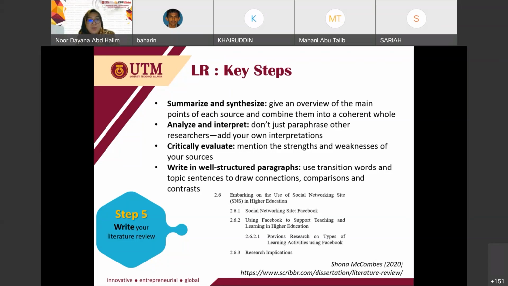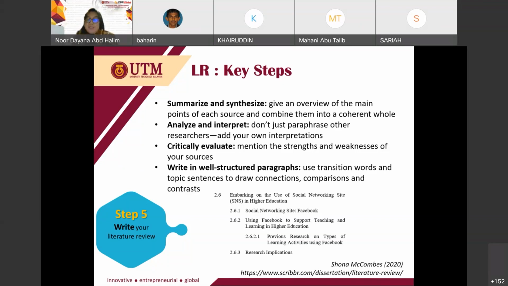Critically evaluate, and mention the strengths and also the weaknesses of your sources. Maybe these two sources agree with this thing, and these three sources disagree with this thing. So you need to combine it together and discuss why this article agrees about this, and why this article disagrees about this. Maybe there is some reason. Write in well-structured paragraphs. Use transition words and topic sentences to draw connection, comparison, and contrast.